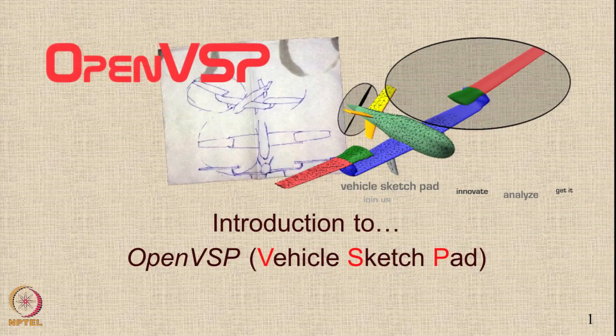Hello, let's have a look at a very interesting software tool called OpenVSP. In OpenVSP, the letters VSP stand for Vehicle Sketchpad, and the word open symbolizes that this is open source software. So this particular software allows you to go from a pencil sketch such as shown here to a proper 3D CAD model as shown on the right hand side.